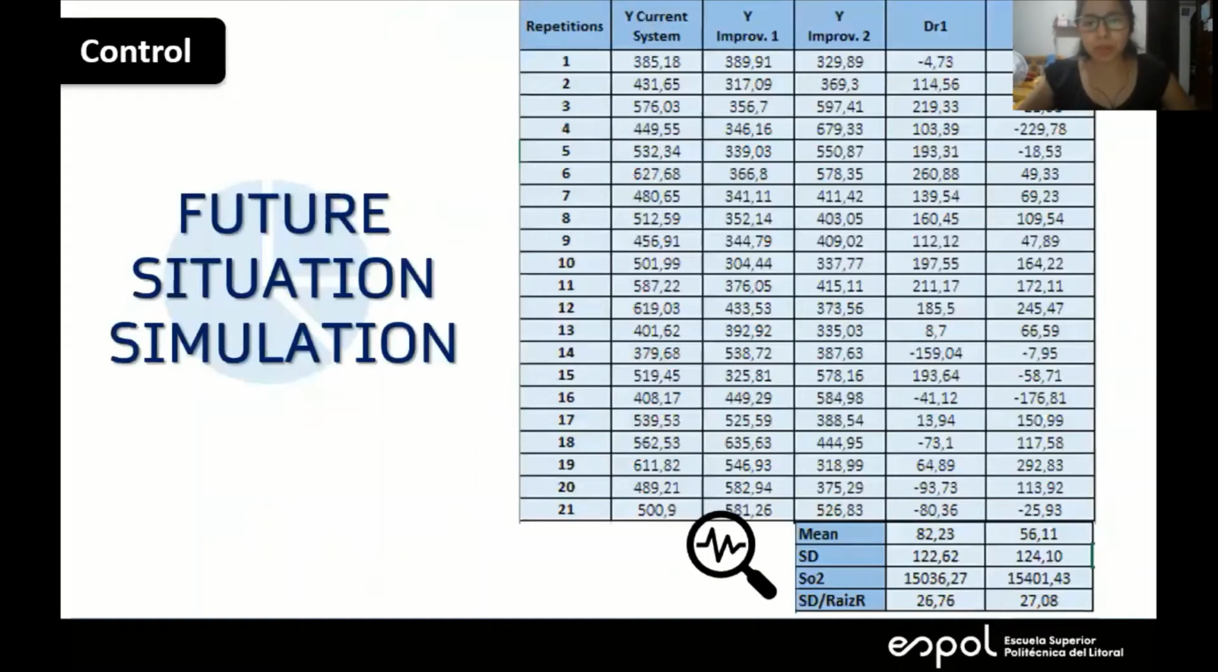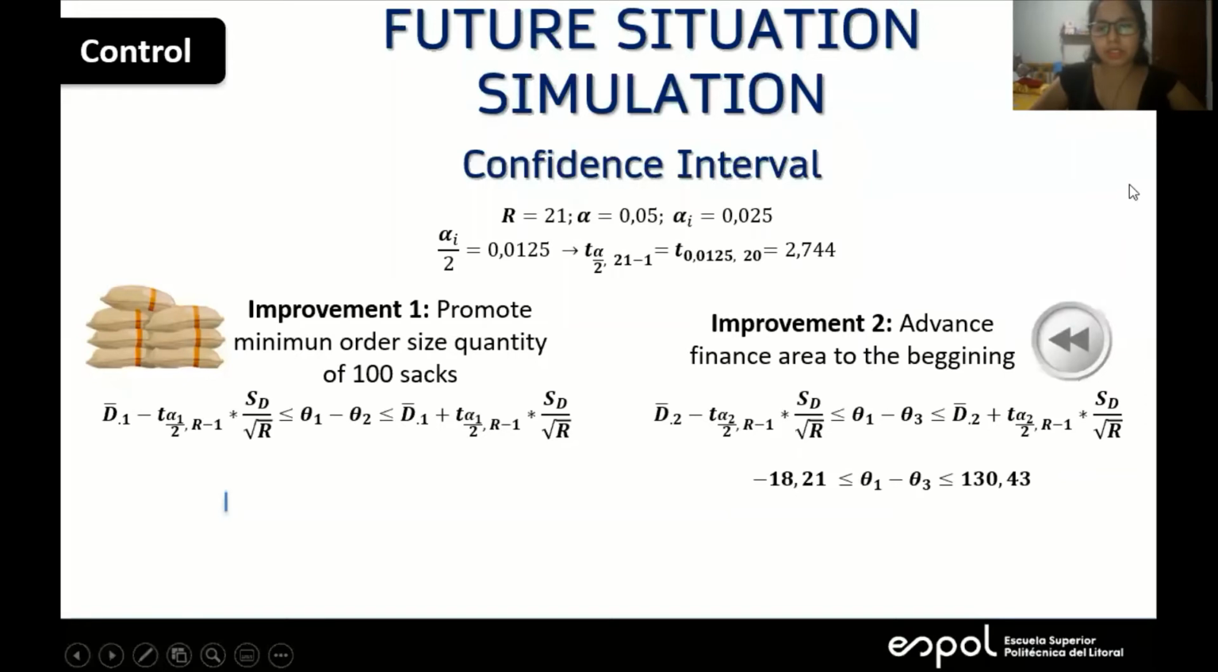With this number, we run the 3 simulations, the current system and the systems with each improvement, and list the order processing time of each one. We calculate the mean difference between each improved and the current system, the standard deviation, and the standard error, to determine the confidence interval with 95% confidence using the t-student test statistic. In the first improvement, the confidence interval is to the right of 0.